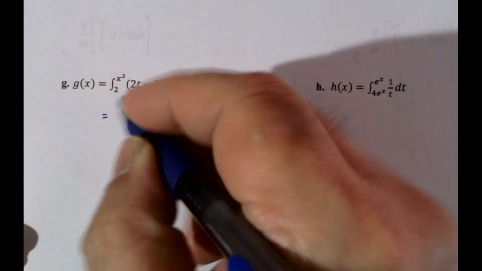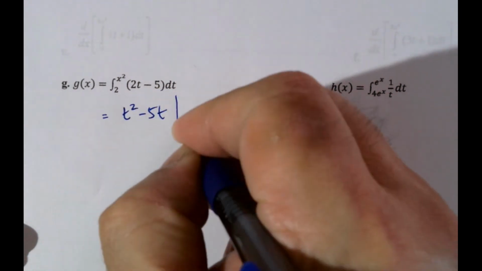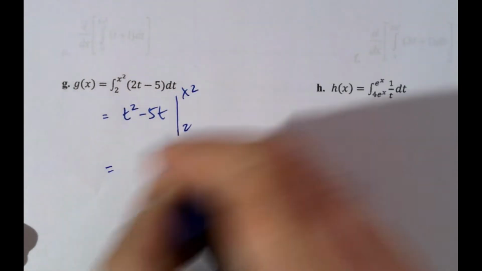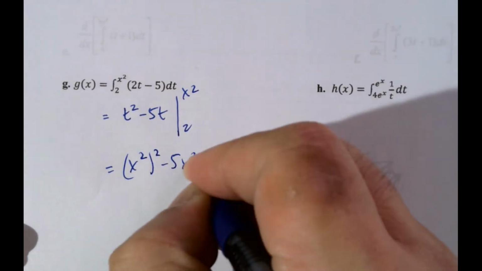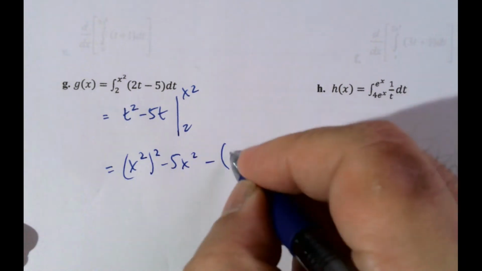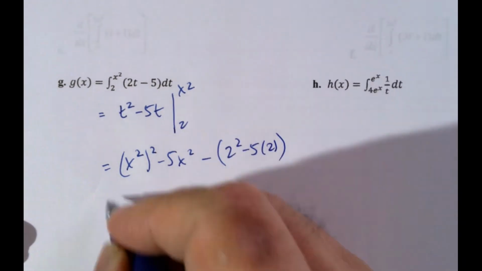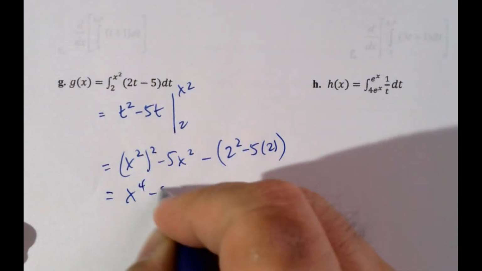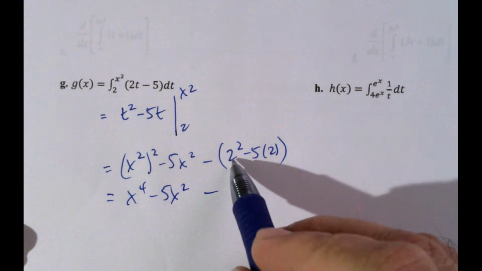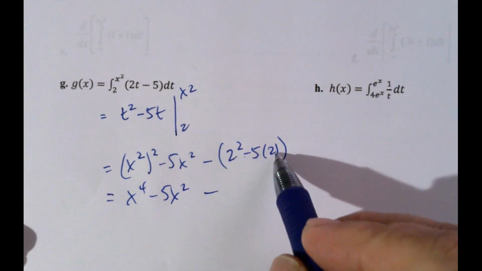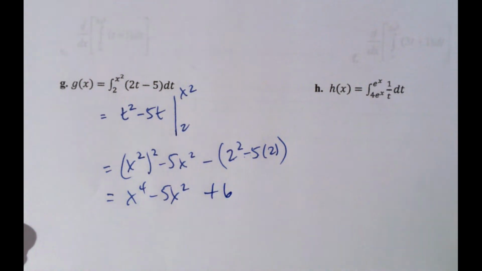So this is t squared minus 5t, taken from 2 to x squared. Put the x squared in, then put the 2 in. So that's x to the 4th minus 5x squared, minus 4 minus 10, which is negative 6, so it's plus 6. And that's our answer. We're going to do H.